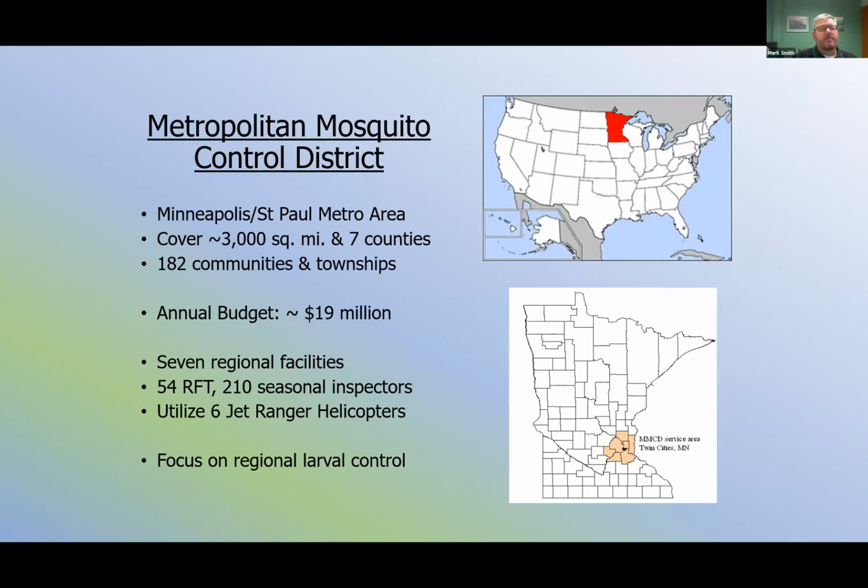The Metropolitan Mosquito Control District is located in Minnesota, up in the upper Midwest, and our district services the Minneapolis-St. Paul area. We cover about 3,000 square miles in 7 counties and service a population of about 3 million people. Our annual budget is about $9 million, and we have 7 facilities in which we service our area. We have about 54 full-time staff and 210 seasonal inspectors. We contract with 6 Jet Ranger helicopters for exclusive use for our program, and we focus on larval mosquito control.